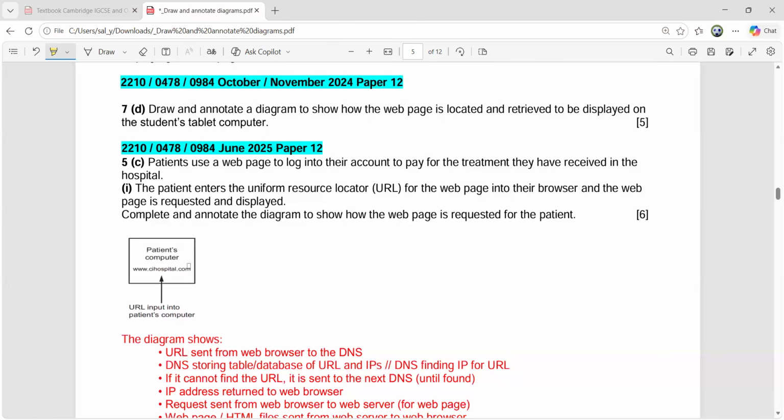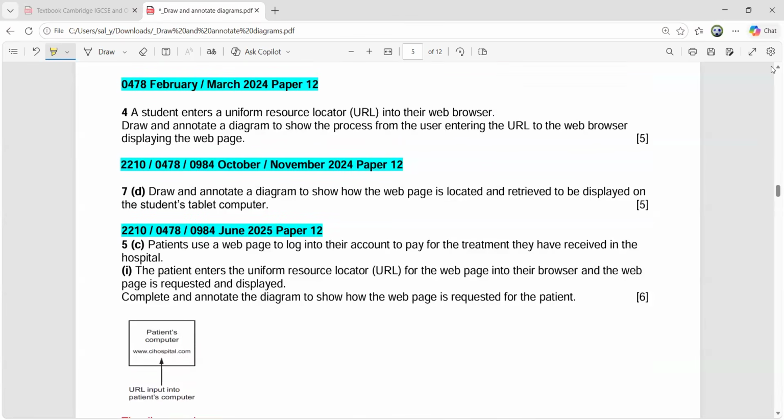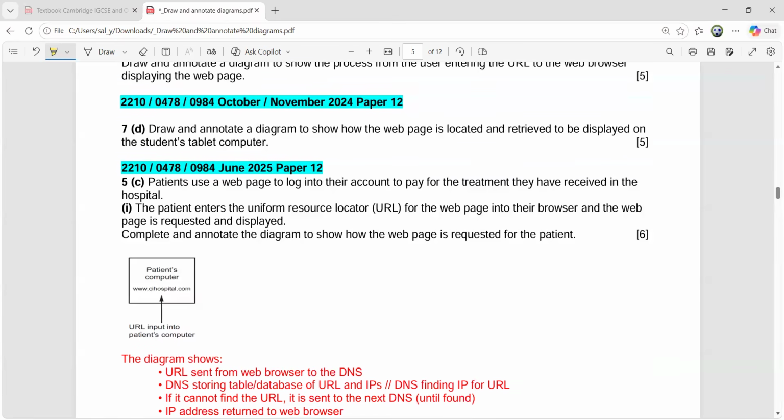I think we are completely okay with the term DNS, chapter number 5. We have already talked about this. They have not mentioned the term DNS here, but you know very well that in order to retrieve and display the web pages, we need to include these points. These questions carry 5 marks for February-March, 5 marks for October-November 2024, and 6 marks for the June 2025 Paper 12 attempt.